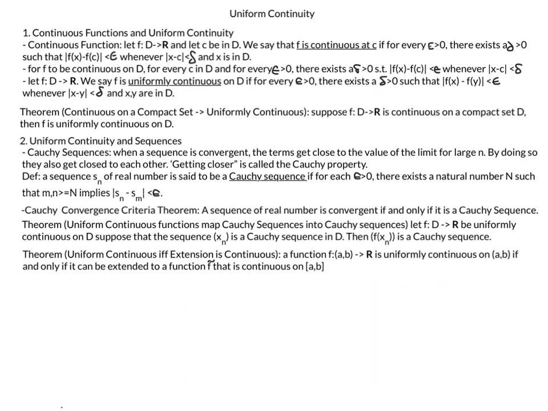Our next theorem tells us that a function is uniformly continuous if and only if an extension is continuous. In particular, and you do need to know the particulars, a function f on the open interval (a, b) is uniformly continuous on the open interval if and only if it can be extended to a function f tilde that is continuous on the closed interval. This theorem is quite useful because it gives us another way of determining if a function is uniformly continuous.